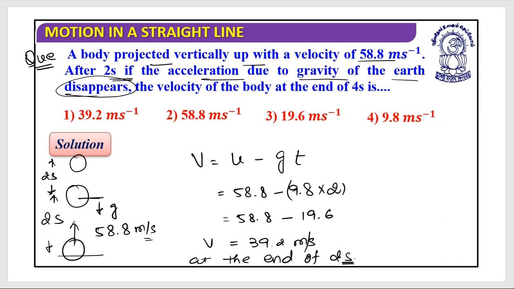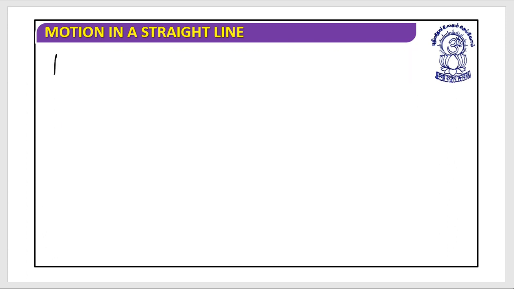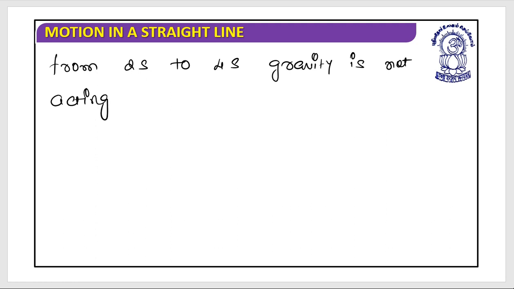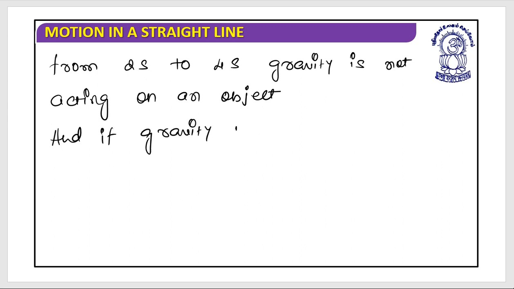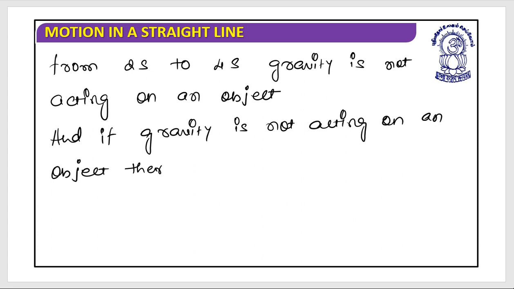Now, you require the velocity from 2 to 4 seconds. As you might be aware, from 2 seconds to 4 seconds, gravity is not acting on the object, and if gravity is not acting on the object, then the velocity must remain the same.